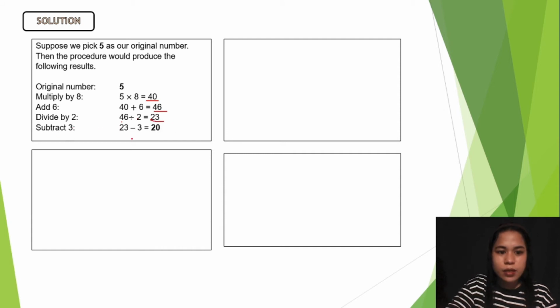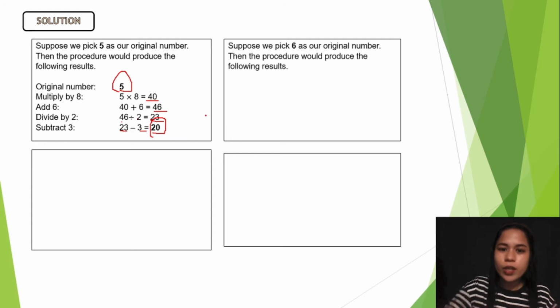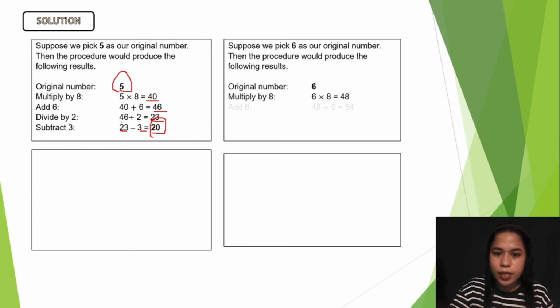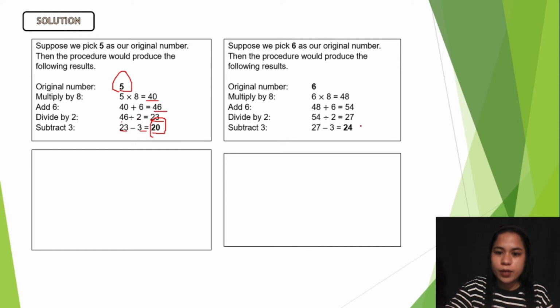And subtract it by 3. 23 minus 3. So, we have 20. So, yung result natin dito is 20. Observe the original number and then the result. Another example, if we are going to pick 6 as our original number, the result here is 24. So, same procedure, multiply by 8, add 6, divide by 2, and then subtract 3. So, 6 times 8, 48. 48 plus 6, 54. 54 divided by 2, we have 27. And 27 minus 3, we have 24. So, the original number is 6, and then the result is 24.